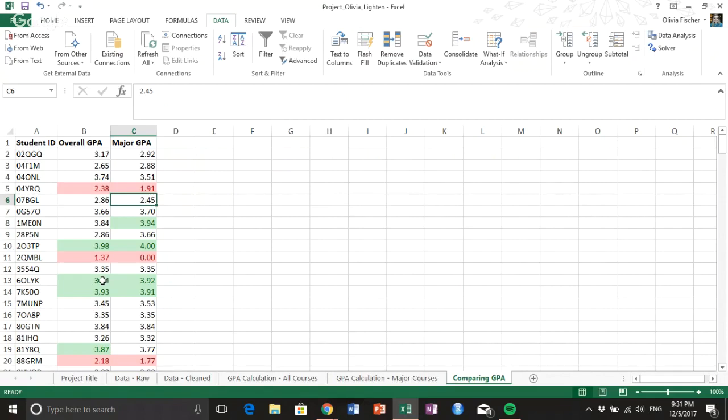Some people got the bottom 10% in both their overall and major GPA, or the top 10% in both. And this might be useful for the stats department in determining who will receive internships or jobs or scholarships.